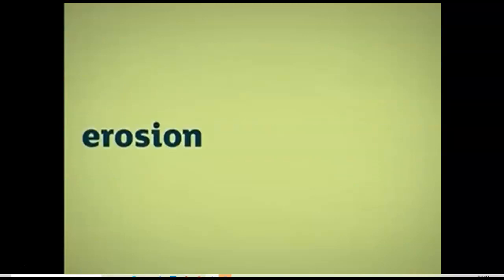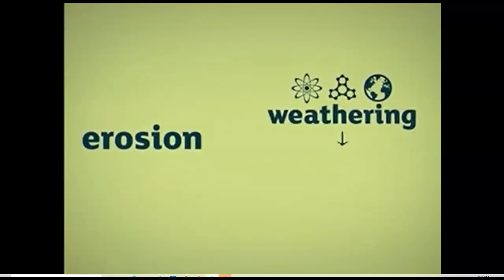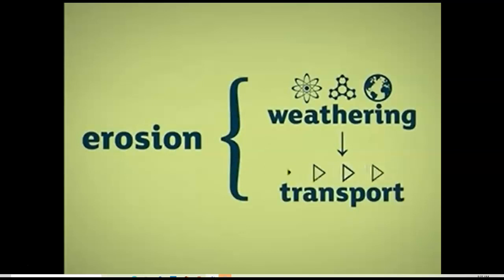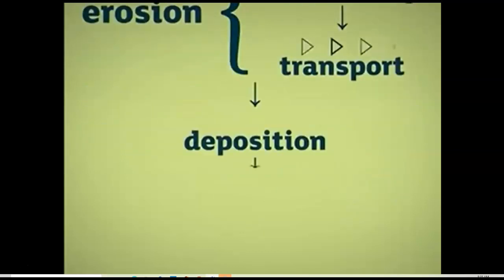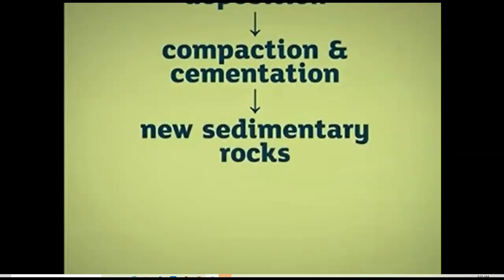So, erosion breaks old rocks into small pieces and transports the sediments. These are deposited in layers and compacted into sedimentary rocks. This explains the stripy appearance of the cliffs at the beach. Each stripe is a layer of sedimentary rock.